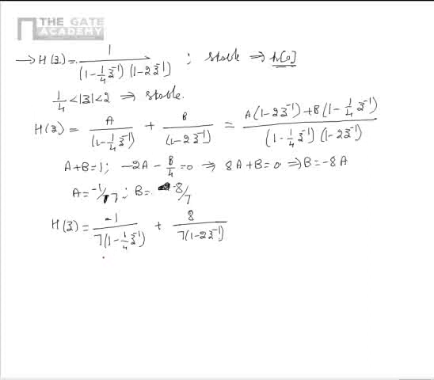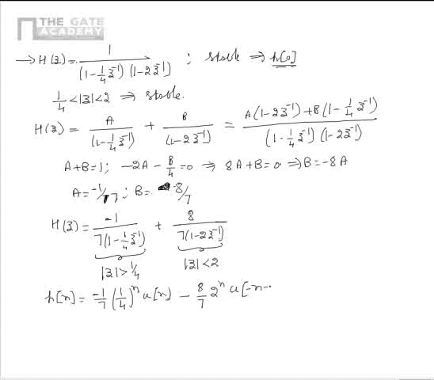So from the given ROC of the system, 1/4 < |z| < 2, we see that the ROC of the first term would be |z| > 1/4 and the ROC of the second term would be |z| < 2. From this we see that the impulse response of the system can be written as -(1/7)(1/4)^n u[n] - (8/7)2^n u[-n-1].